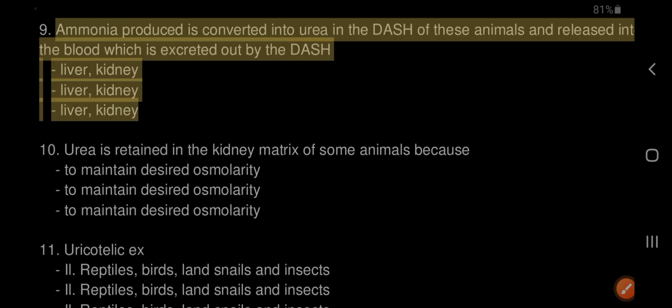10. Urea is retained in the kidney matrix of some animals to maintain desired osmolarity.